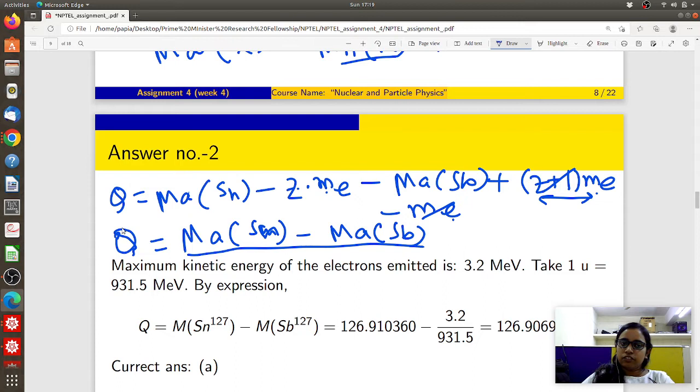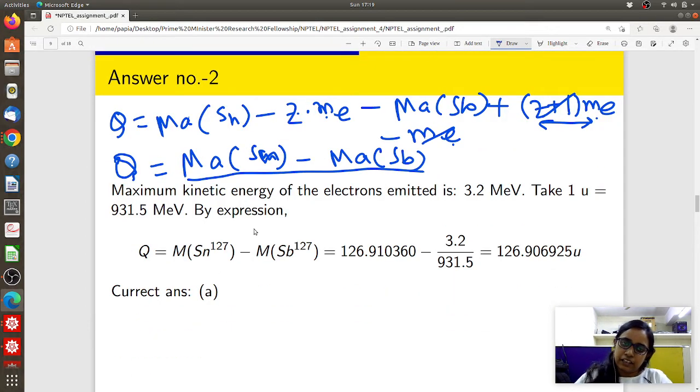So this is the main trick of this question, that we have to convert our nucleus masses into the atomic masses. So obviously this is done. So the maximum kinetic energy of the electrons emitted is 3.2 MeV. So there is nothing. Okay. So the main thing is that Q equals Ma Sn minus Ma Sb, and obviously it is given here.